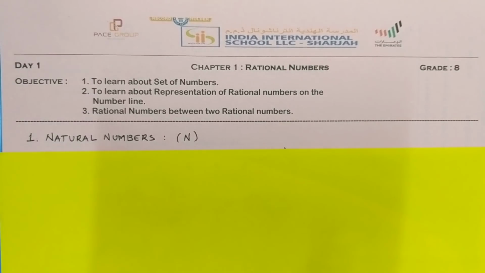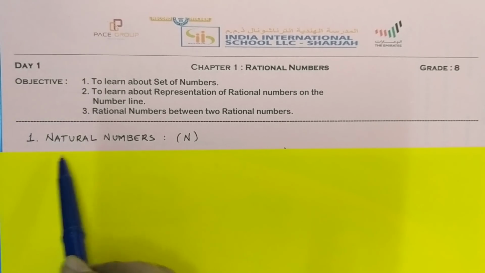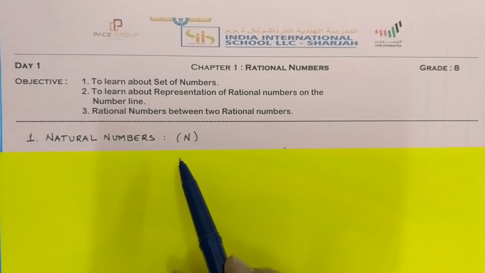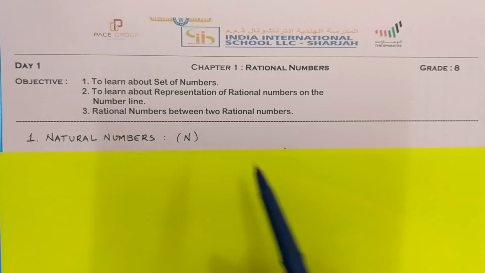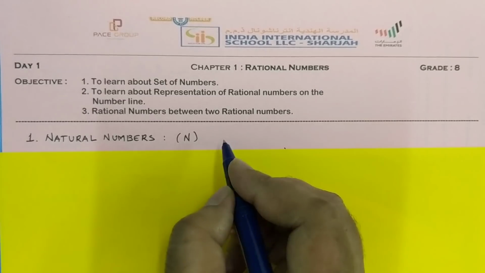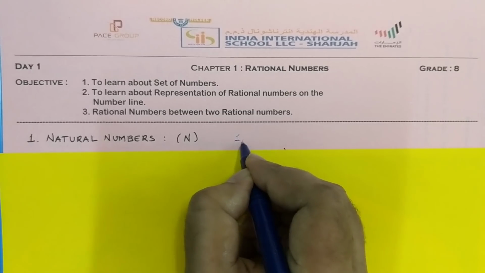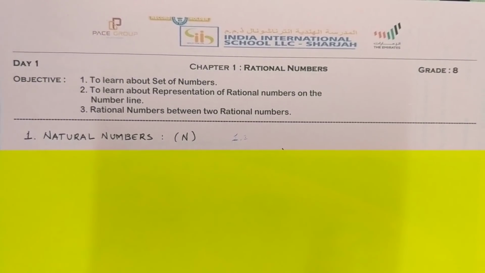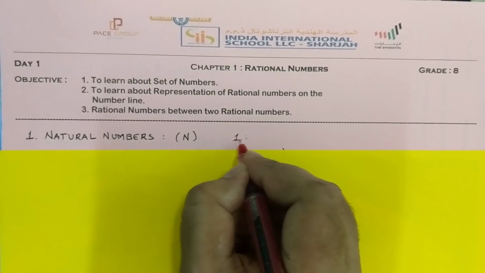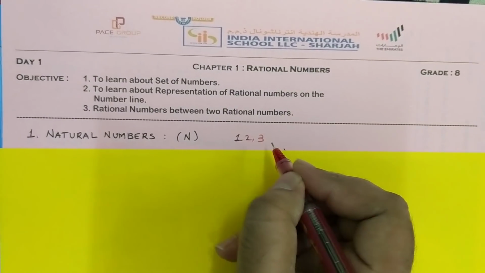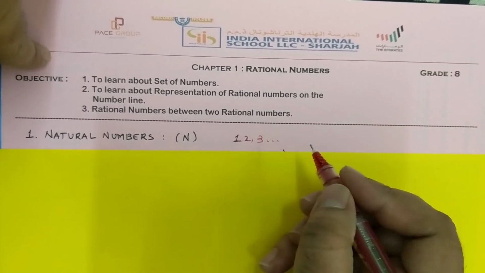Our first set of numbers is the natural numbers that we know. You are also aware of the natural numbers: 1, 2, 3, 4. It starts from 1, then 2. Sorry, my pen is not working. Starting from 1, 2, 3, and so on, right?